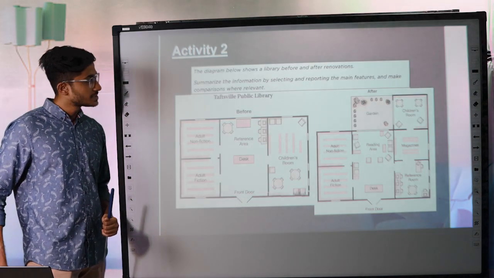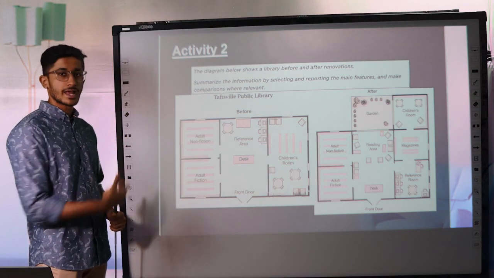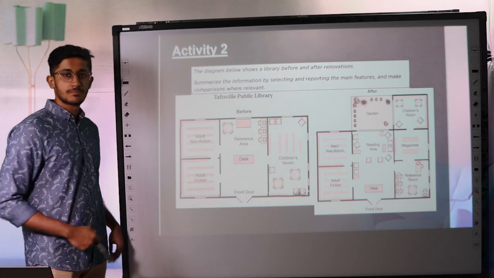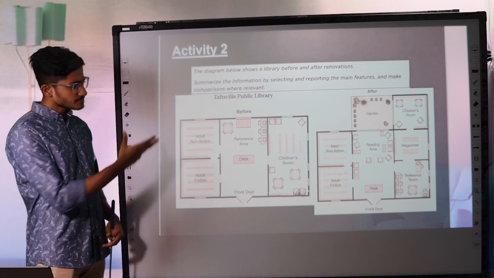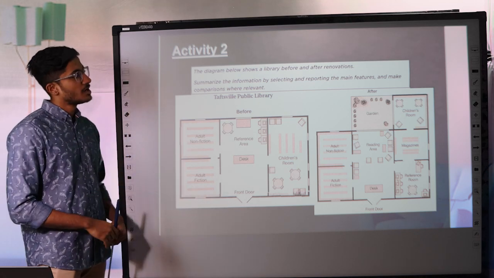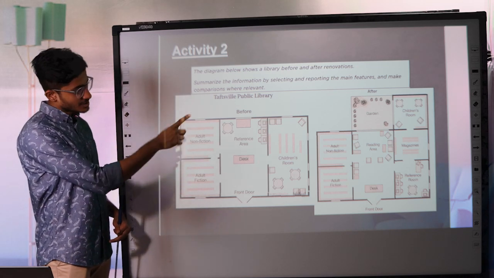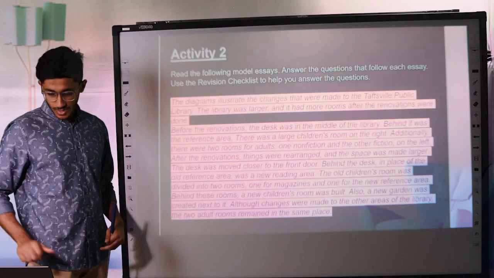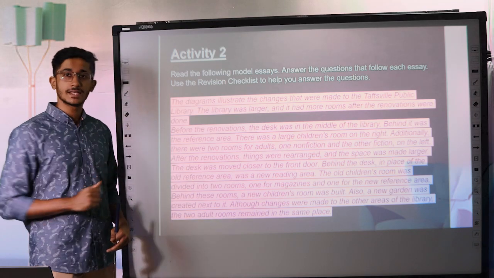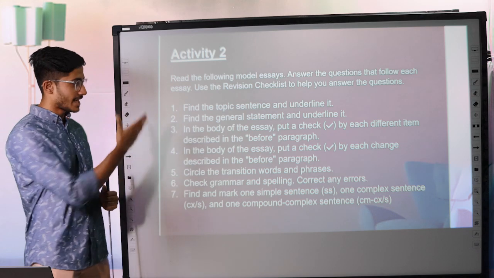And then we have another activity for you guys. It's a different diagram. This is the before and after snapshots of a particular library, if you guys remember, the Task-built public library. So you go the same way for this one as well. You go through the diagram, you understand the diagram, look for the changes, and then you read the model answer. Once you have gone through the model answer, you can then follow the revision checklist and answer these questions.